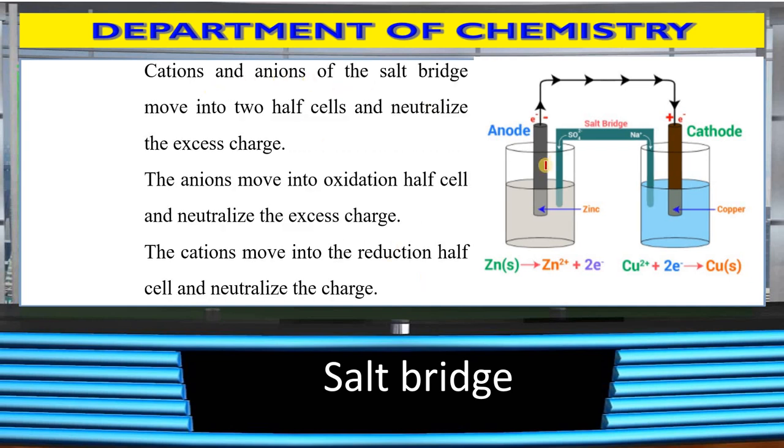Now, the cation and anion of the salt bridge move into the half cells and neutralize the excess charge. Anions move into the oxidation half cell and neutralize the excess charge, and the cations move into the reduction half cell and neutralize the charge.